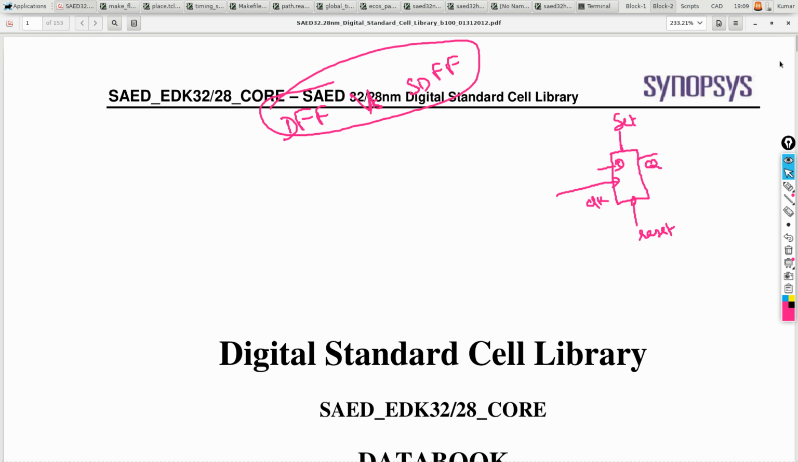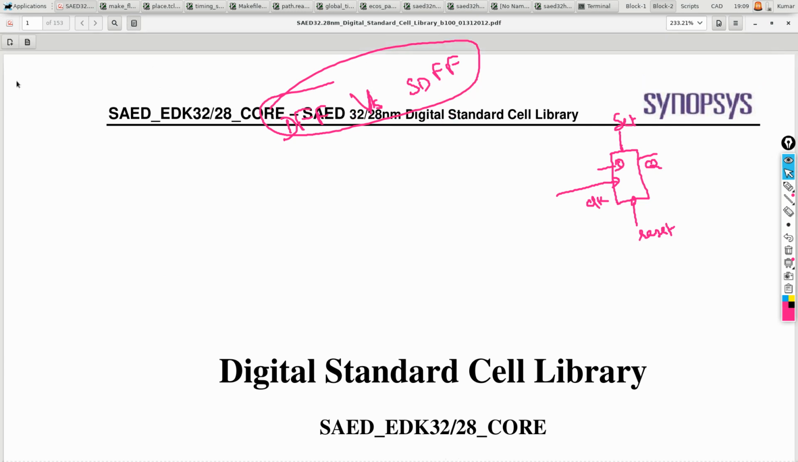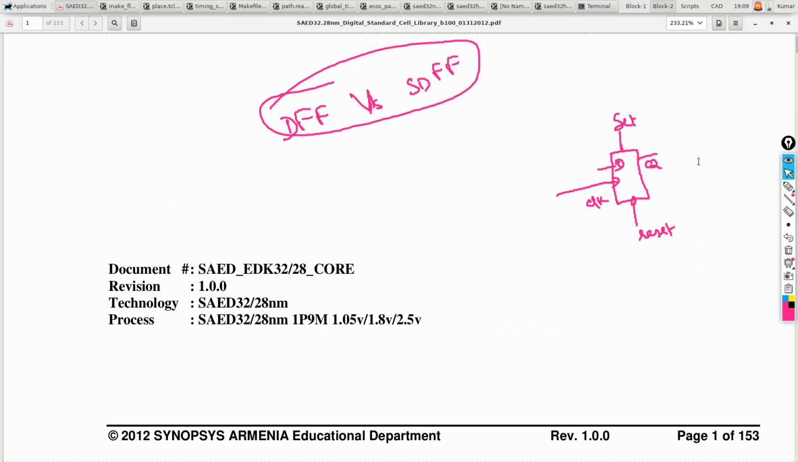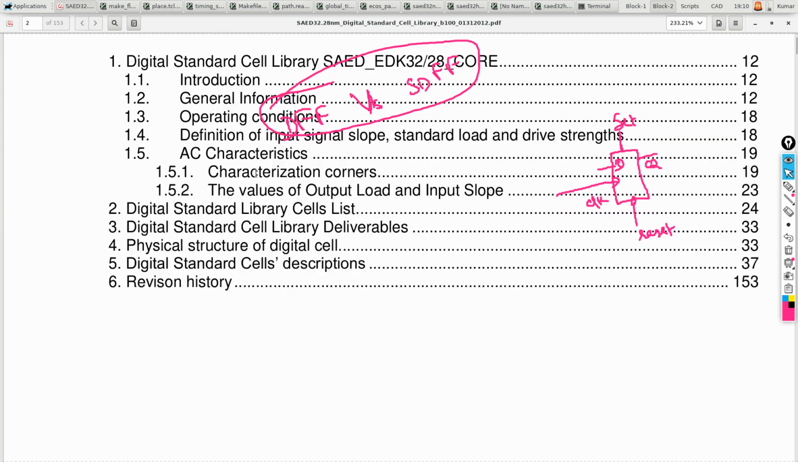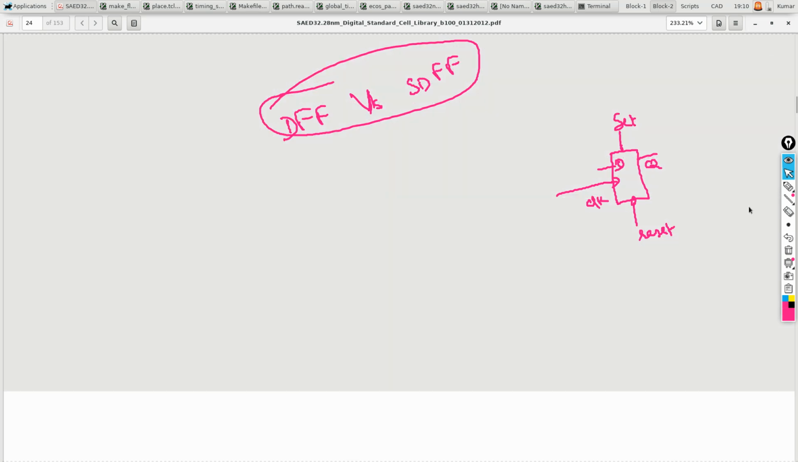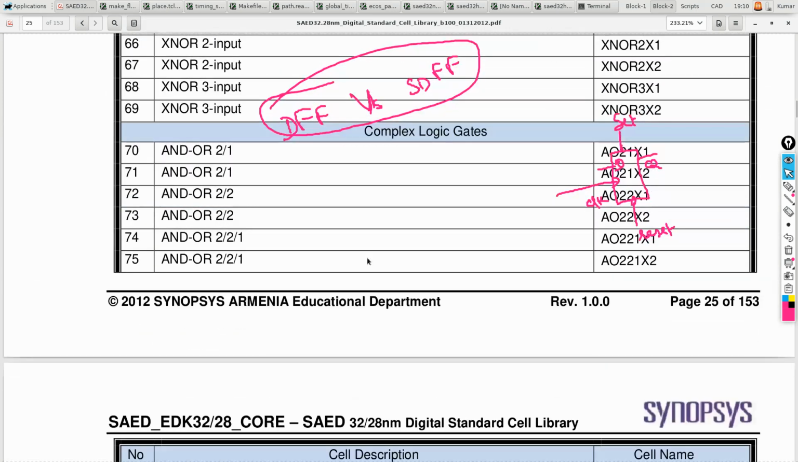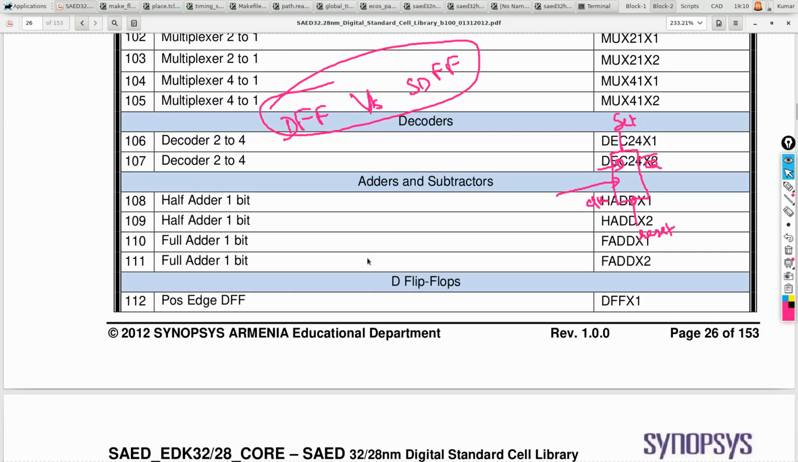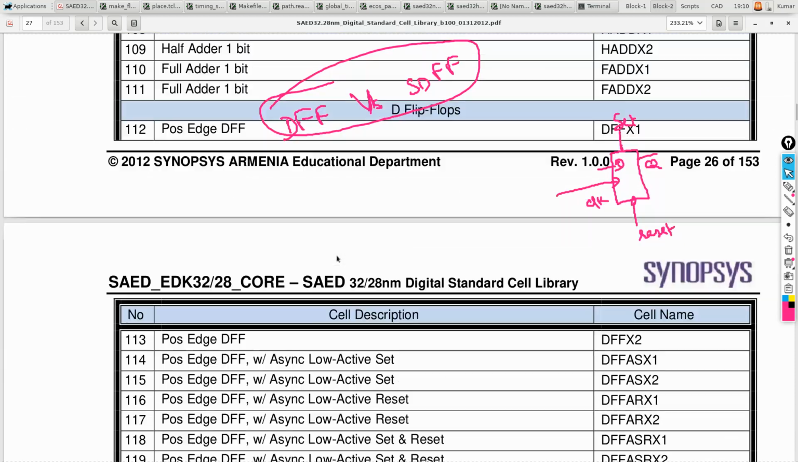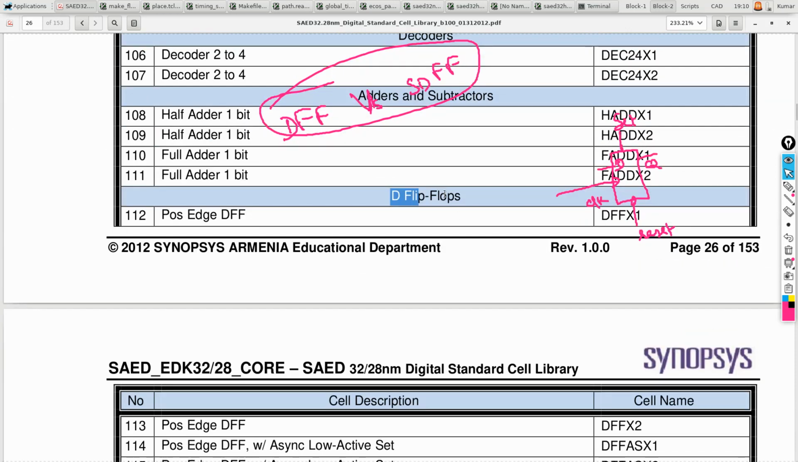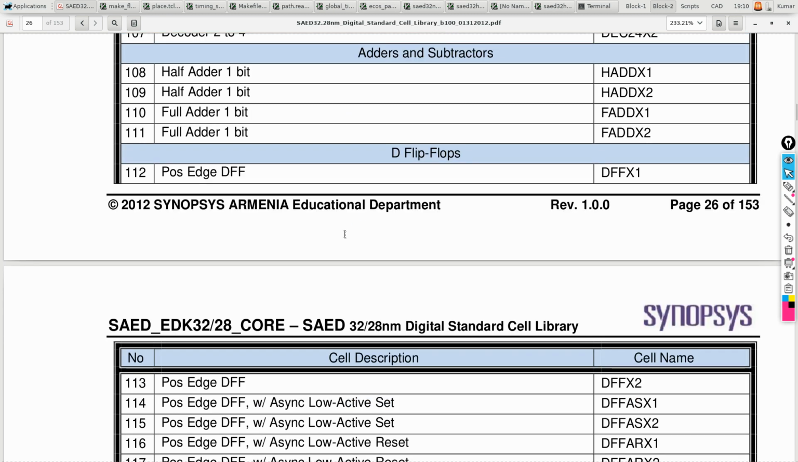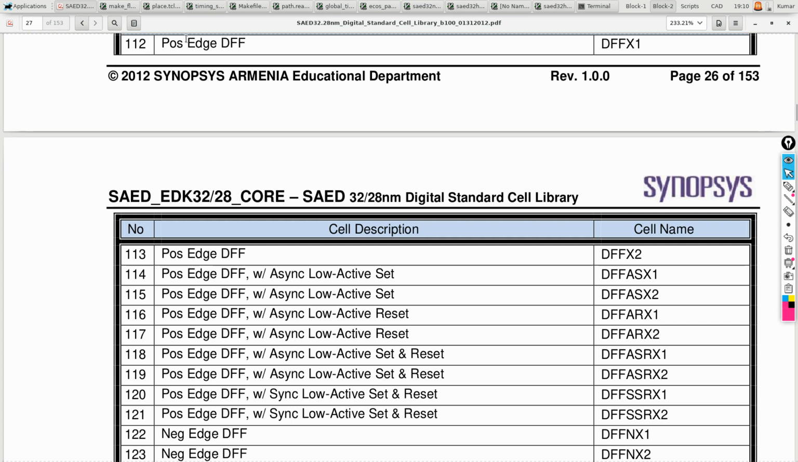you will always have the library document. These are all the cells that are actually, see, okay, you got it here. See here, D flip flops. Now, what are all the different types of flip flops that usually will be in your library? One is, say, positive edge DFF. It's just simple DFF X1, X2, and so on.